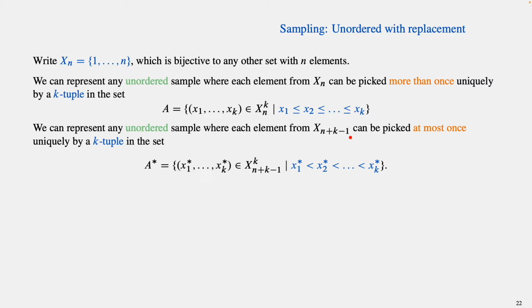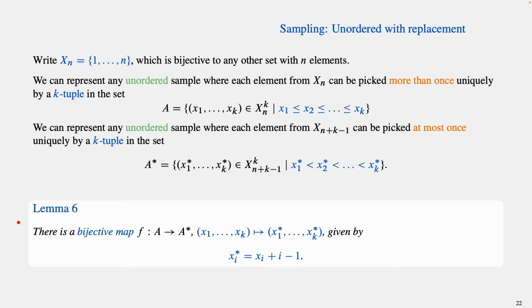Because I do not replace the numbers, each number in the sample can appear only once, and then I might as well order them by increasing size, and that would give me precisely such a tuple here with this property. And here I have a strict inequality, is strictly less, because, as I said, any element can appear only once at most. So there's no possibility that there are two identical elements in this sequence.